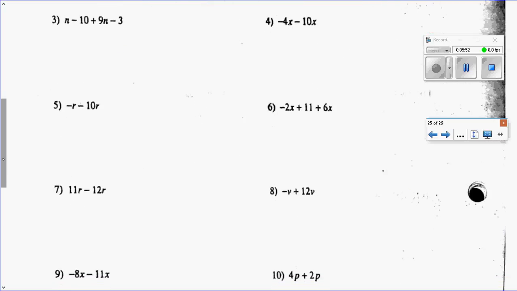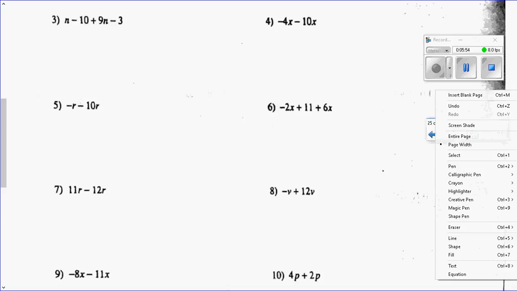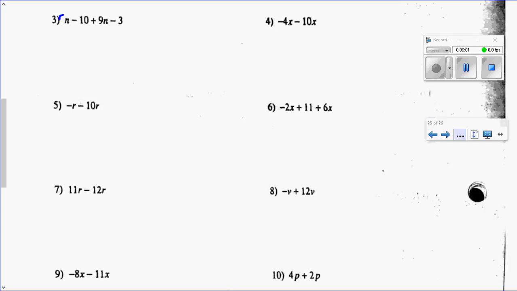Okay, for number 3, I can see that I have a positive n, and I'll go to a pen on this one so that those of you using a pen can see what that would look like too. I have positive n, and the reason it's positive is because there's nothing in front of it. And then I have a positive 9n. So those are alike. Okay, so I have 1n and 9n. They're both positive. That would be 10n.